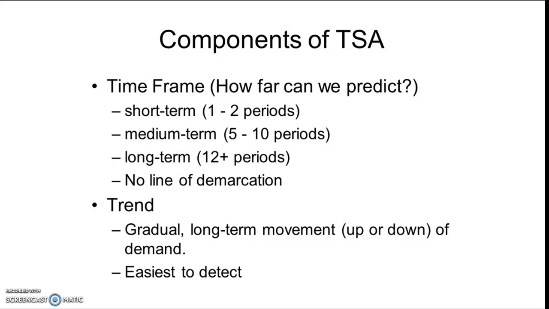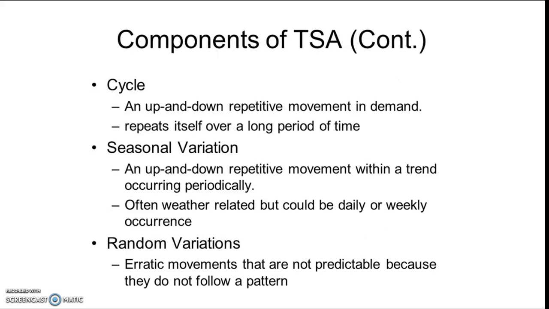So the first component of the time series analysis is trend, which is a gradual long-term movement up or down of demand. It is the easiest way to detect. Then there is a cyclical variation, and cyclical variations are up and down repetitive movements in demand, and these movements repeat themselves over a long period of time.